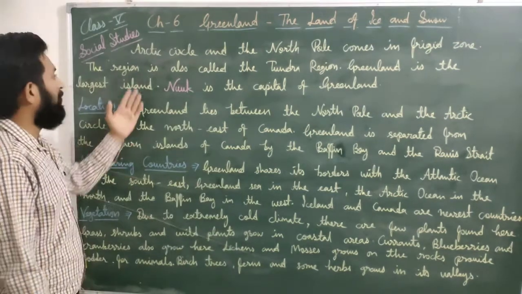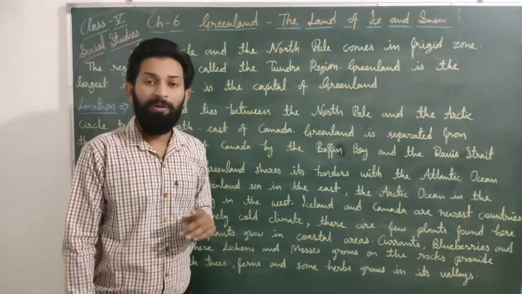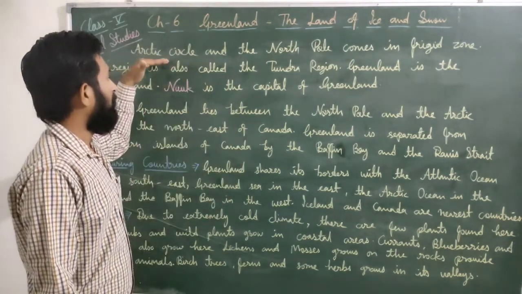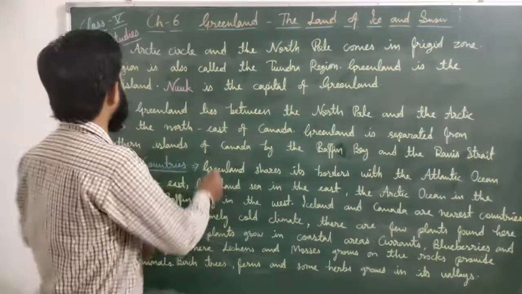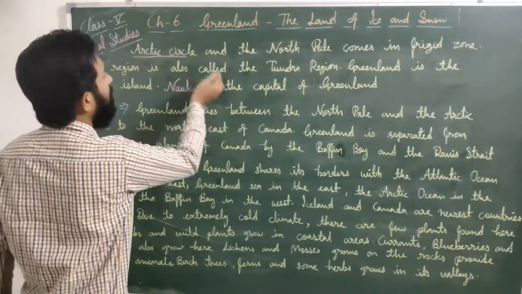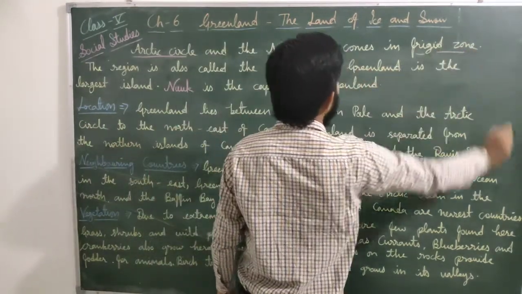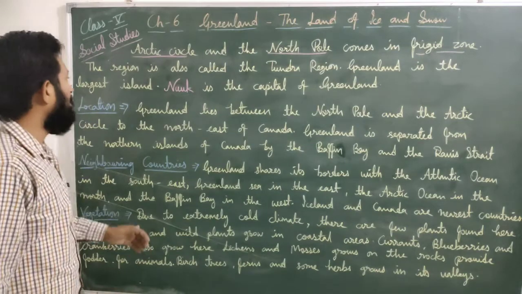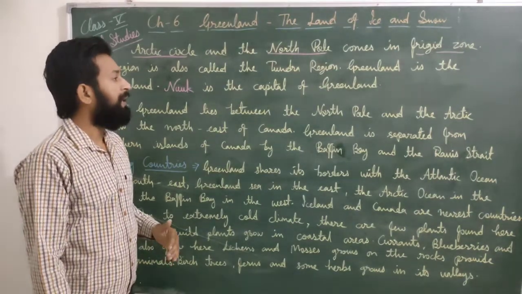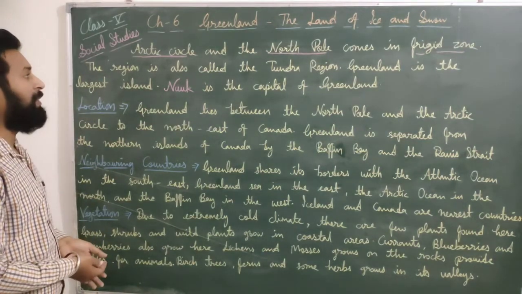Let's start the chapter. The Arctic Circle and the North Pole come in the frigid zone. Dear students, I already taught you about that in chapters one and two. The Arctic Circle lies between the North Pole and the frigid zone. Then you can say that the region is also known as the tundra region. Greenland is the largest island and Nuuk is its capital.